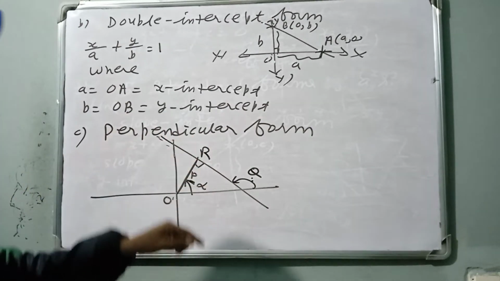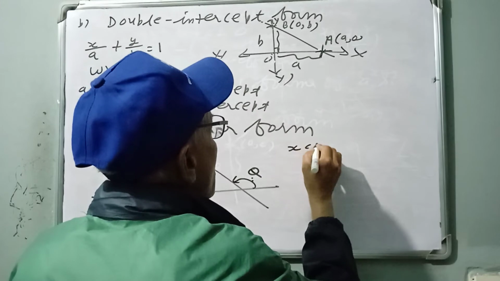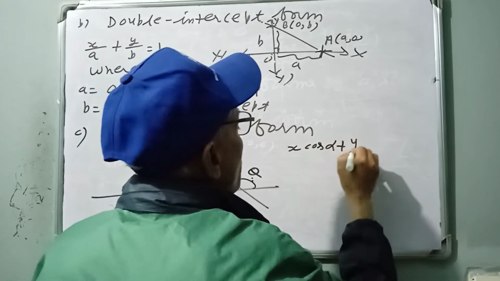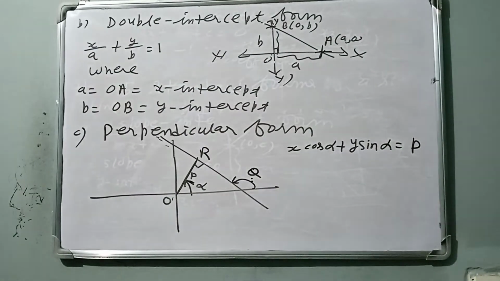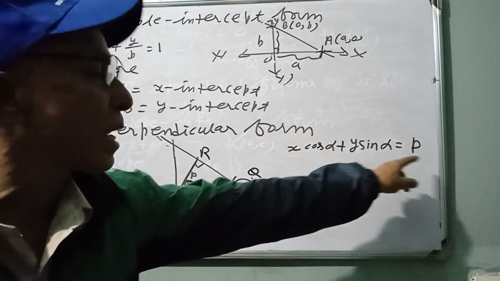What is the perpendicular form? x cos alpha plus y sin alpha equal p. X cos alpha plus y sin alpha equal p.